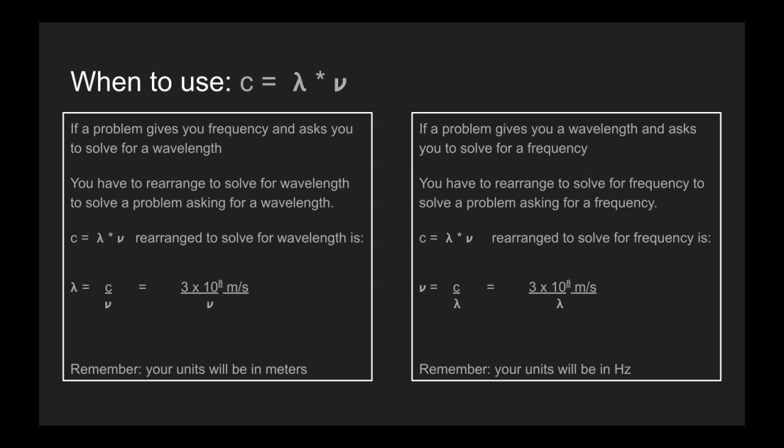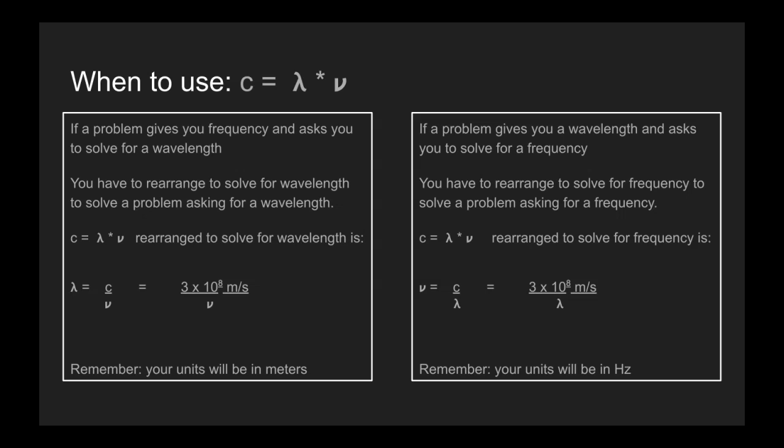In order to solve for that wavelength, you're going to have to rearrange that formula, C equals lambda nu, so that you're solving for wavelength. You can see in the bottom left the result of rearranging this equation. Lambda is equal to C, the speed of light, divided by the frequency nu. Right? And if you just plug in 3 times 10 to the 8th meters per second and divide it by the frequency that's given to you in the problem, your answer will be the wavelength.